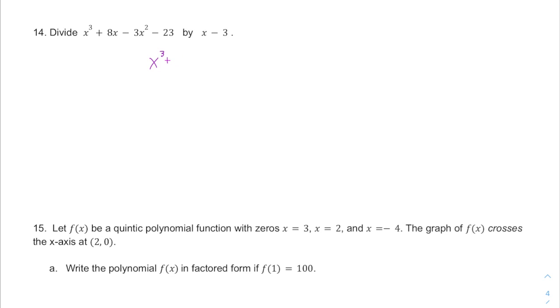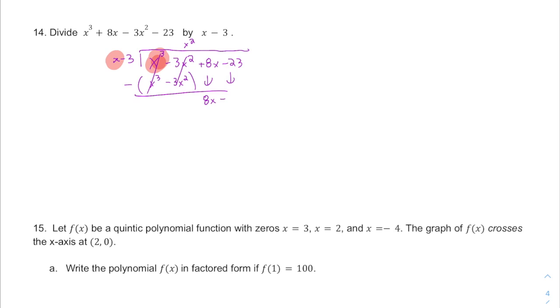First thing to note is that this is not in standard form, so we want to put our polynomial into standard form as our dividend. Okay, then we're going to divide by x minus 3. Looking at our lead term, we know that we must have x squared times x gives us x cubed minus 3x squared. And we subtract, minus minus becomes plus, and we are left with 8x minus 23.